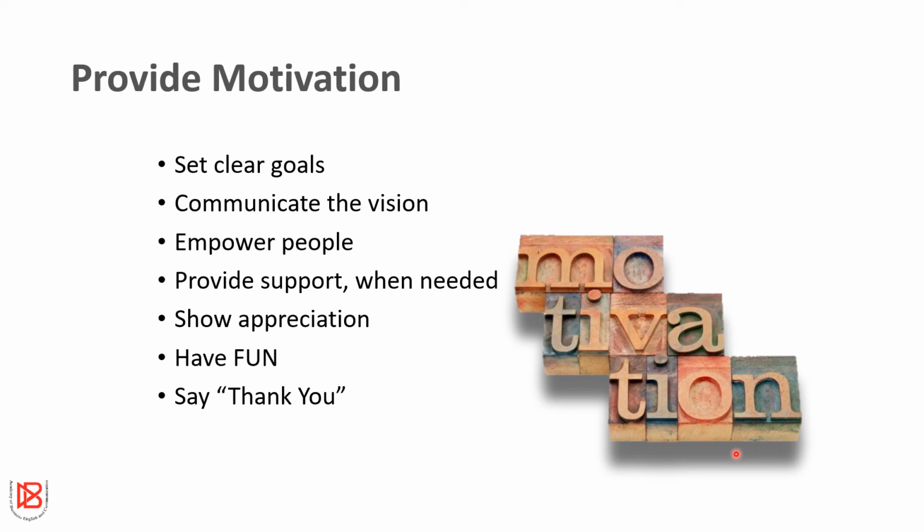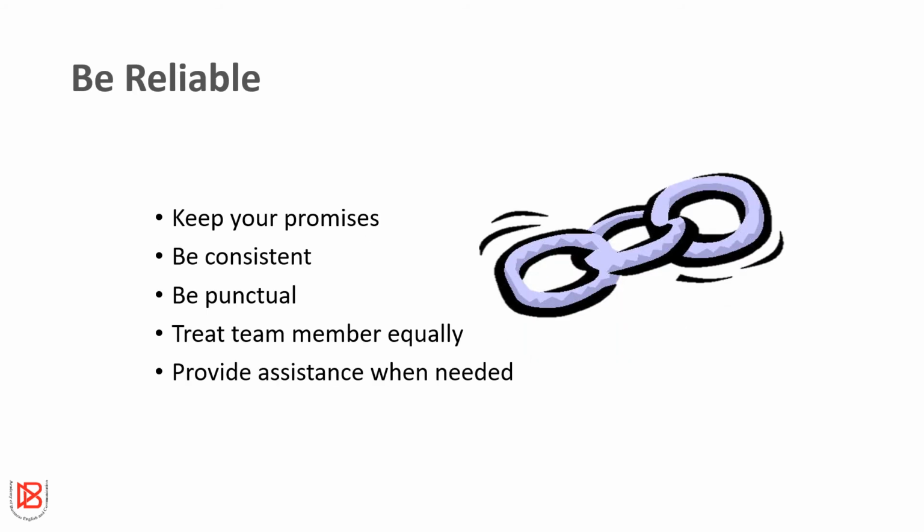So provide motivation, set clear goals, I repeat, communicate the vision, empower people, provide support when needed, show appreciation, have fun, and say thank you as often as possible. This will encourage all of your team members to work in tandem with one another. But is that fair enough? No. The thing that needs to be asserted is to be reliable. Reliability will encourage building of bond and trust between the leaders and the employees.